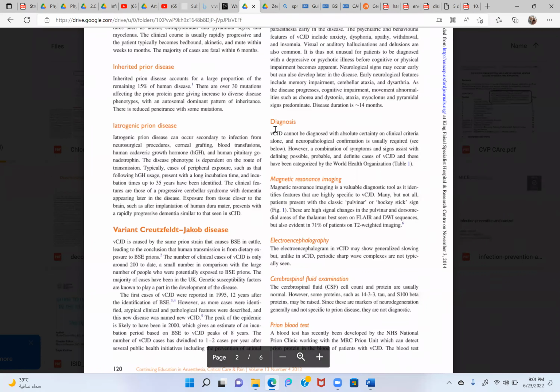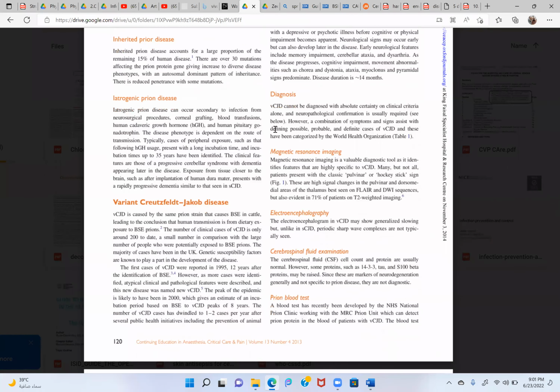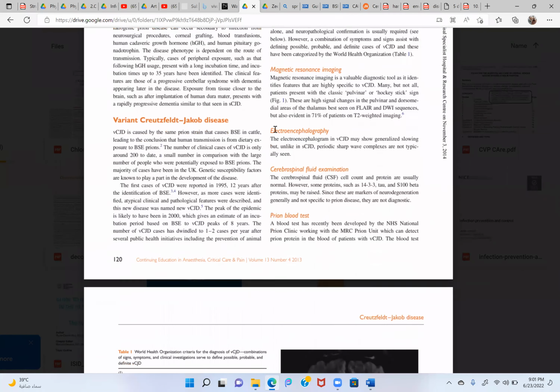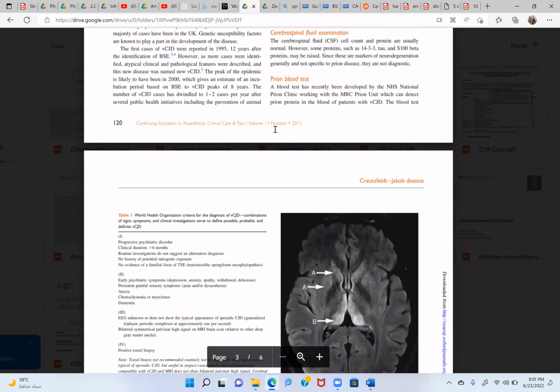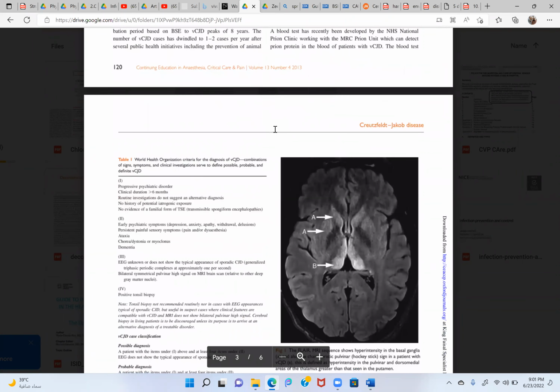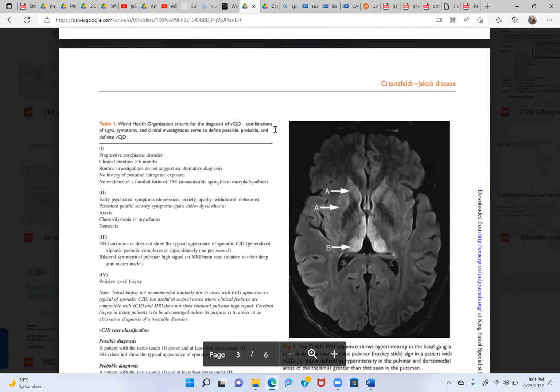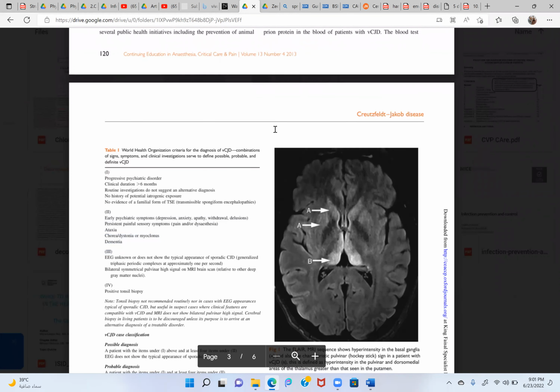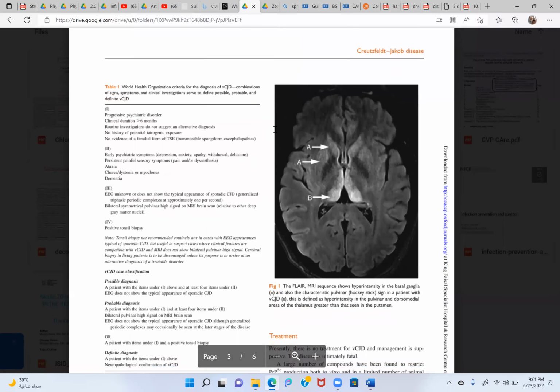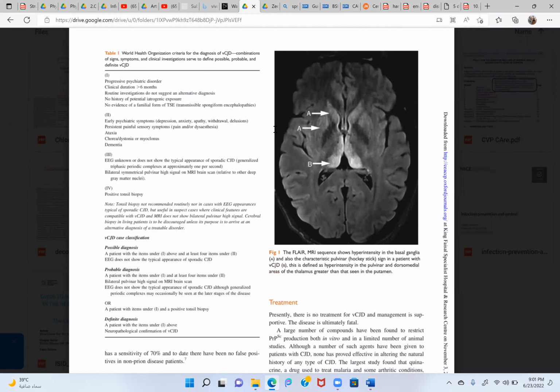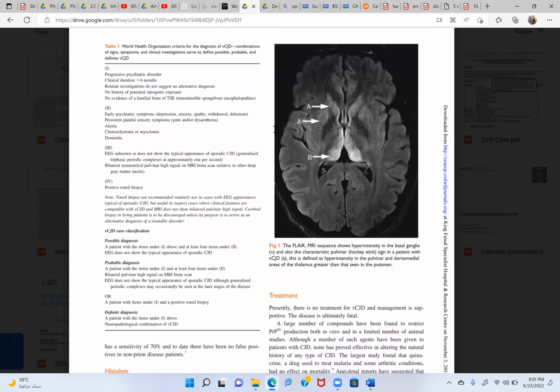They have made a table on MRI, EEG, and CSF prion blood test. I think the basal ganglia is involved in this on MRI. Yes.